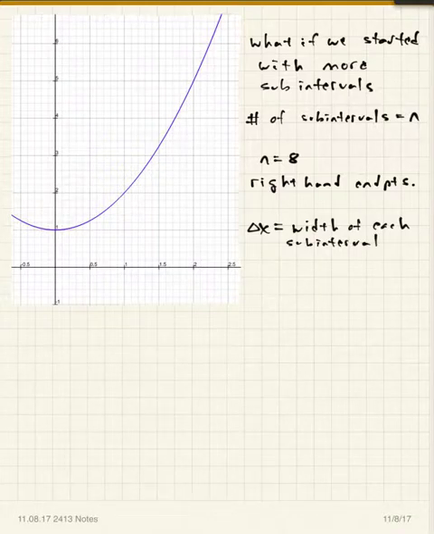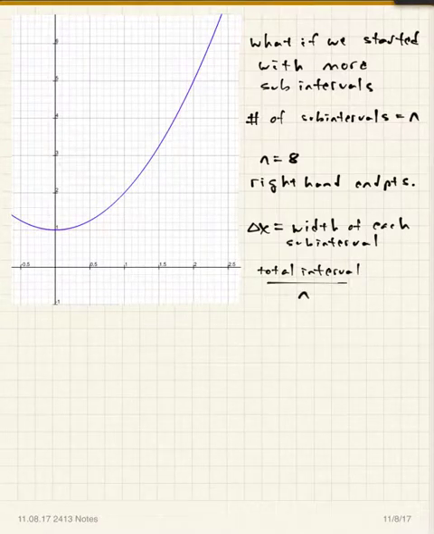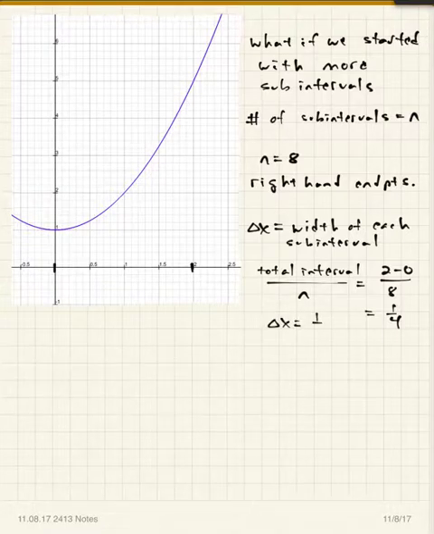And the width of each subinterval would be our total interval, right? The total length of that interval divided by n. So what's our total interval in this case? Well, we're going from 0 to 2, so technically 2 minus 0, or 2. And we divide that by 8, and we get 1/4 in this case. So delta x in our problem is going to be 1/4. That's the width of each of these subintervals.